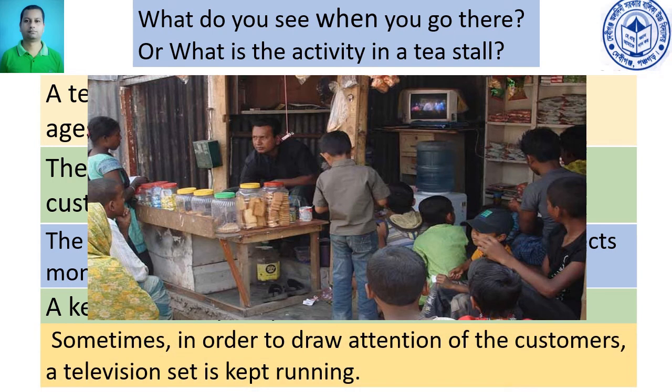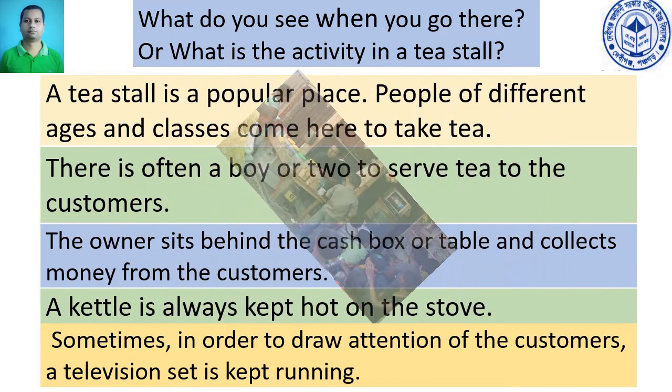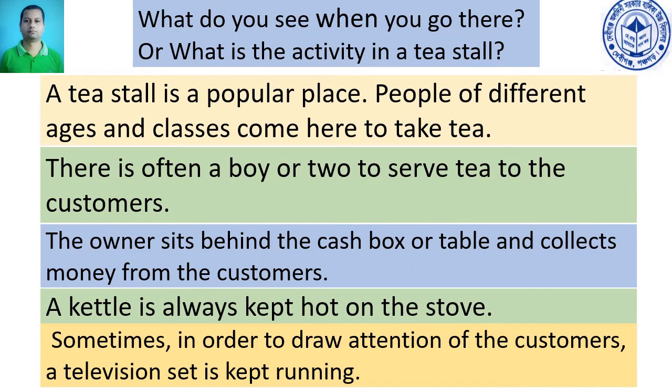So we say sometimes in order to draw attention of the customers, a television set is kept running. You can make this line a little long, a little lengthy. It's up to you. So about the activity of the tea stall, we get 1, 2, 3, 4 or 5 things to write about.